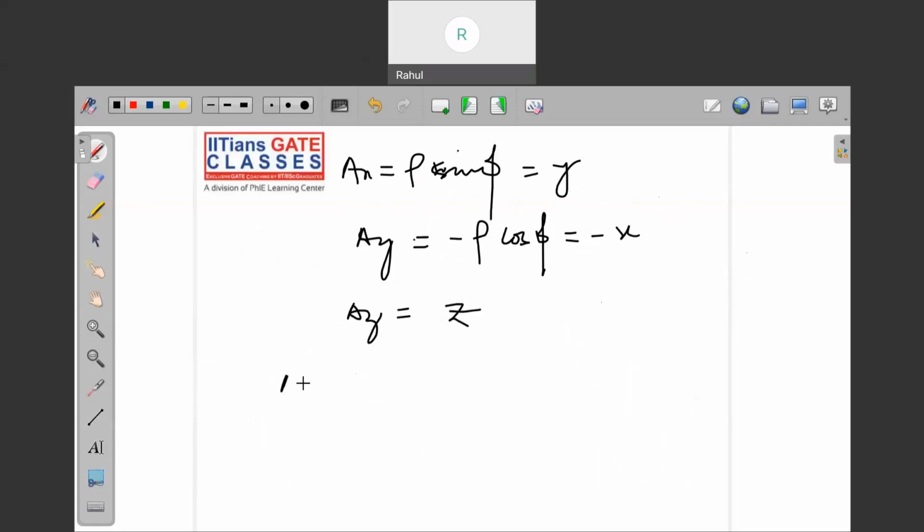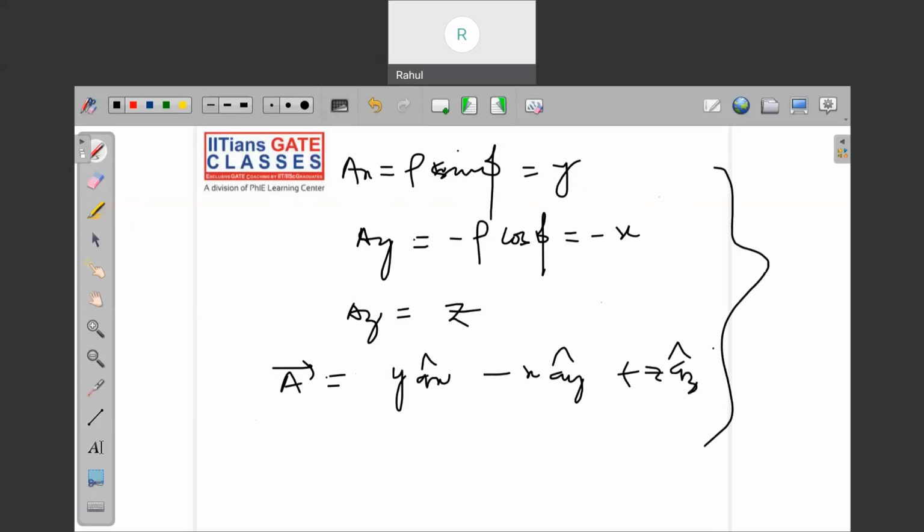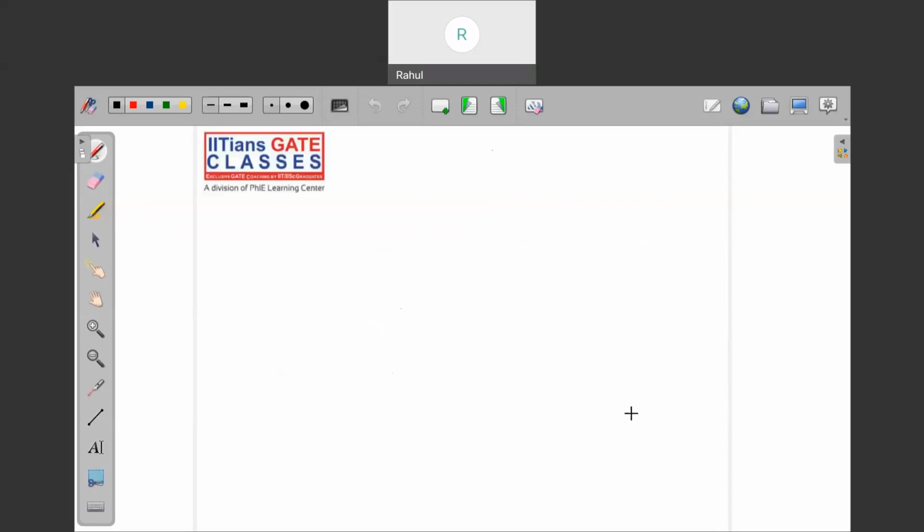So the vector A can be written now along with the components and the unit vectors, that is y a_x cap minus x a_y cap plus Z a_z cap. How easy this is, right? So remember, give the input to the conversion matrix, and you will get the result.